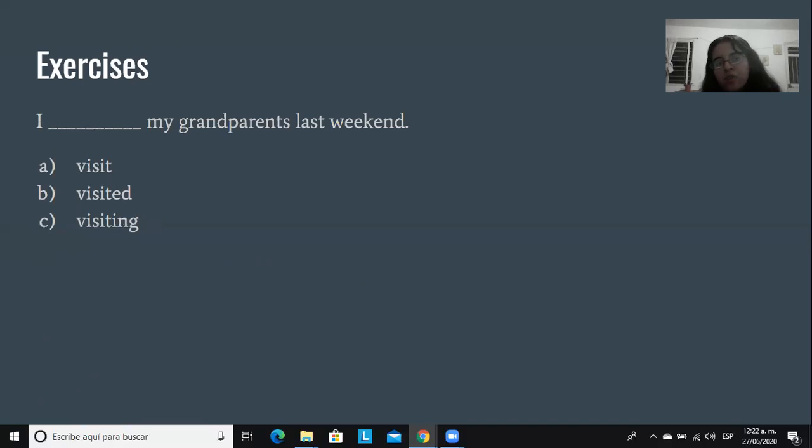And the last exercise is my grandparents last weekend. Would it be I visited, or I visiting? Which one is it? So the answer would be visited. I visited my grandparents last weekend. Last weekend tells us that it was in the past, so we have to use simple past. I visited my grandparents last weekend.